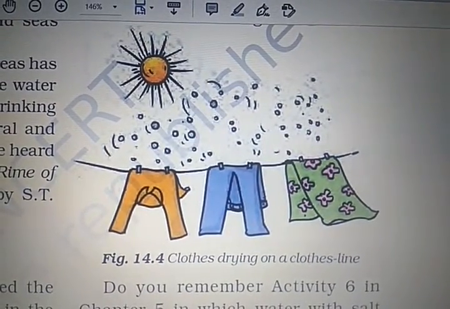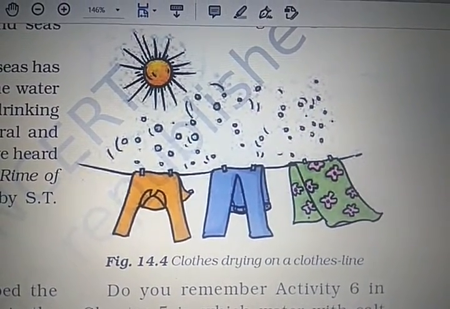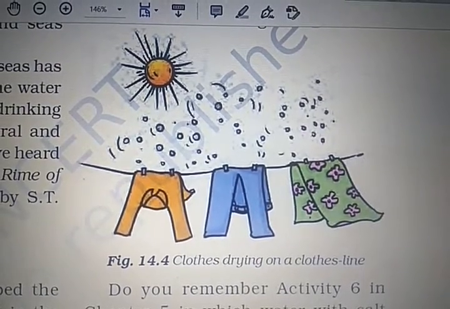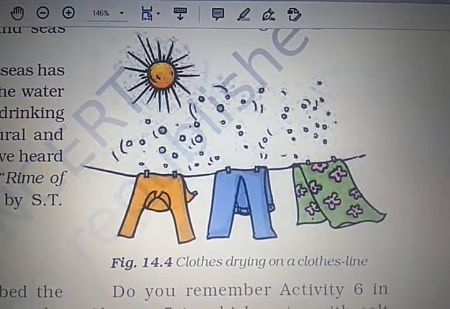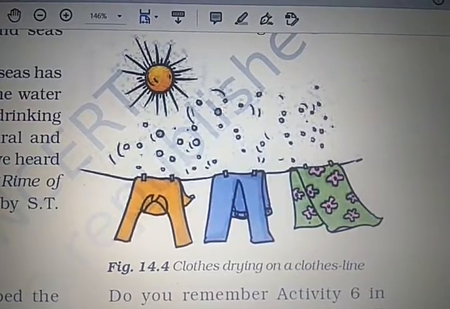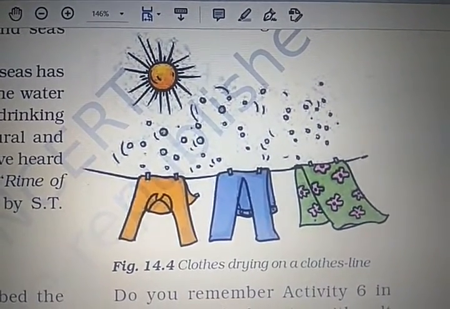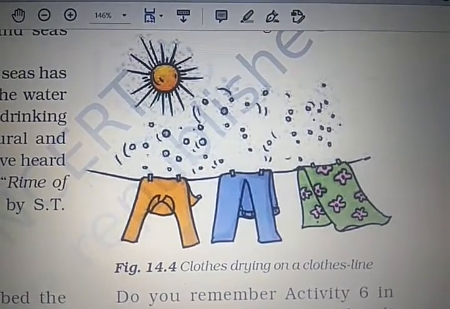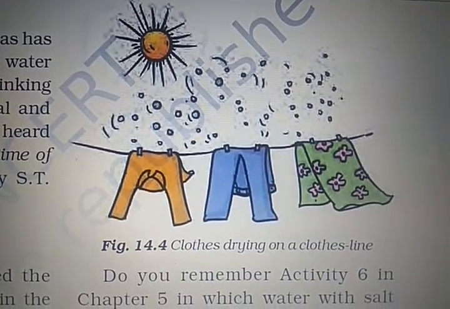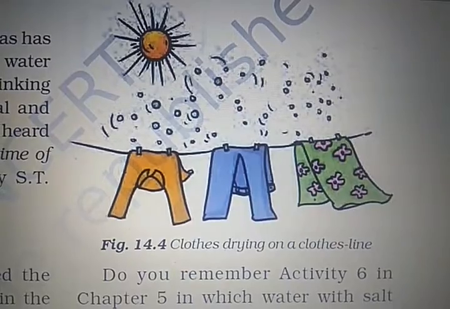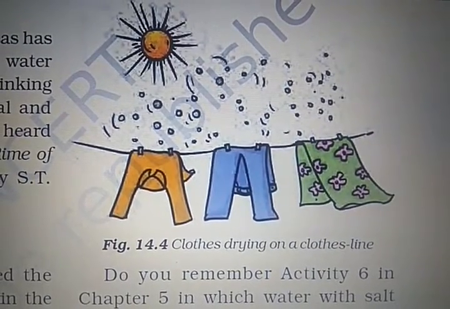Now, for all these questions, there is only one single answer. That is evaporation. Evaporation is the process that converts liquid into water vapor, that is, the gaseous form.